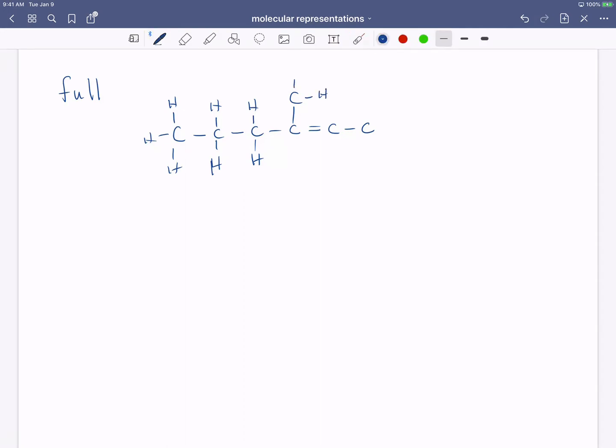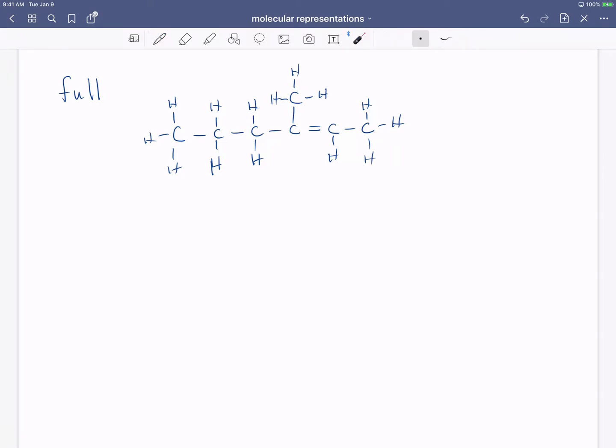This carbon will need 3 hydrogens. We call that a methyl group. This carbon is going to need 1, and then this last one will need 3. So I've completed the full structural formula. Now I would like to convert this to a condensed structural formula.